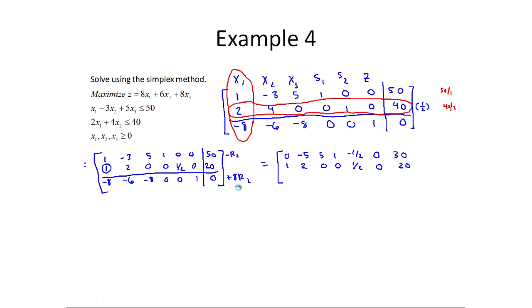And now for this last one, remember, I'm doing 8 times row 2, so I'll have 0 here. I'll have 10 here. I'm going to have minus 8 here because that 0 above it does nothing. 0, 4, 1, and 160.